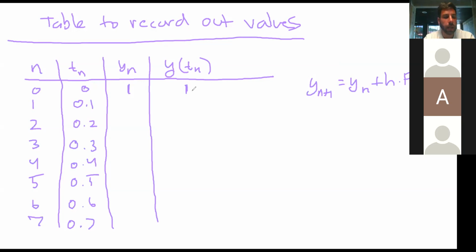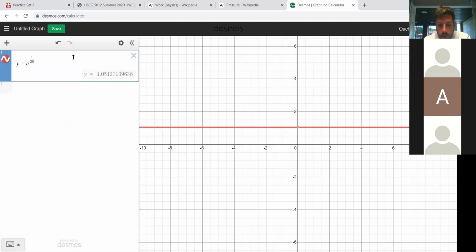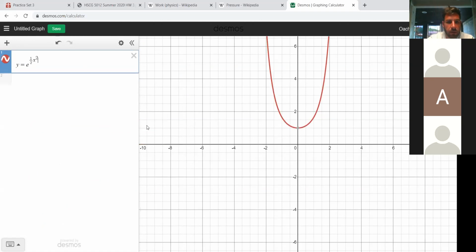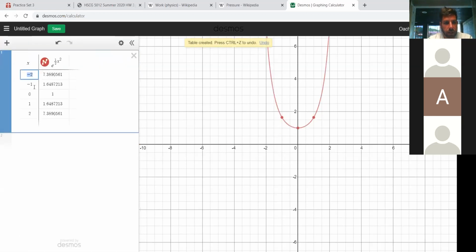Now, before I do this, I'm going to open up a calculator. Maybe I'll use Desmos. Let me share this with you. On Desmos, I'm just going to type my solution. And what was my solution? It was y equals e raised to the 1/2 t squared. I'm going to write x squared, though, just because Desmos likes x's better than t's. So I can make a little table of my exact values using Desmos.